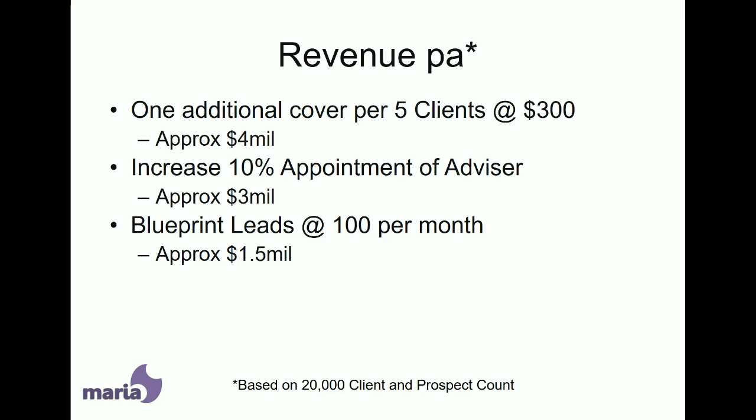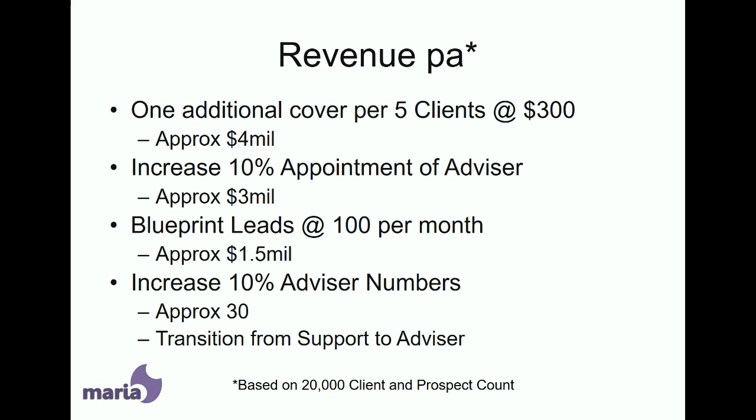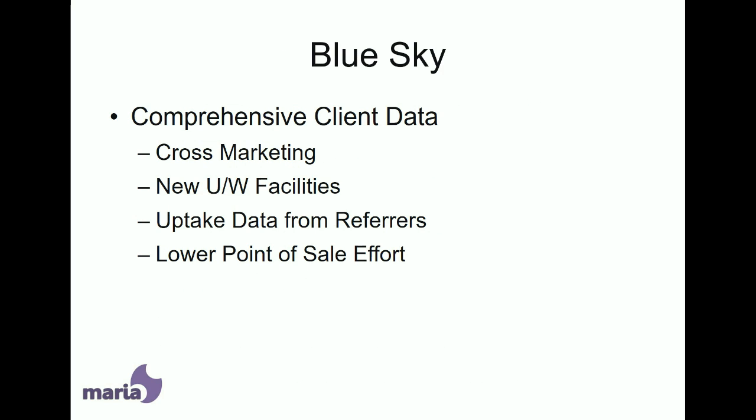Blueprint leads: if you receive 100 a month, which is not difficult to imagine when you've got a substantial database or client base already, that's approximately 1.5 million annual income. And you might also be looking at increasing advisor numbers because of the time savings. So if you increase your numbers by 10%, that's about 30 positions, and that would be a good place for support staff that are no longer required typing through manual Word documents, or the other difficult way, to transition from support to advisor. And the blue sky is anything you can imagine.